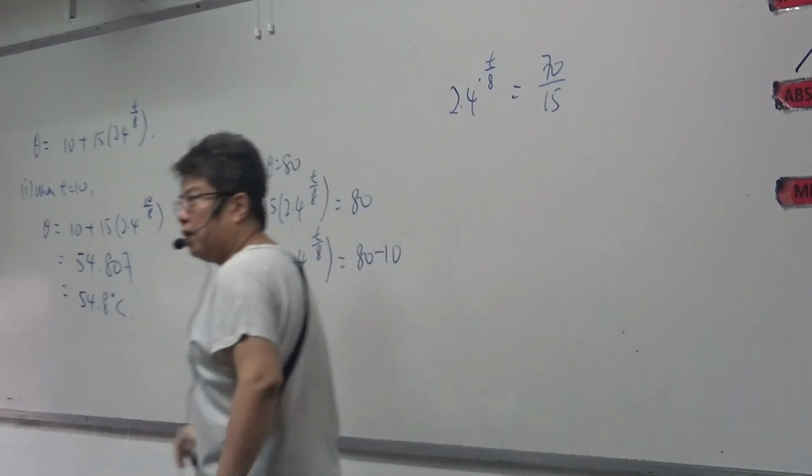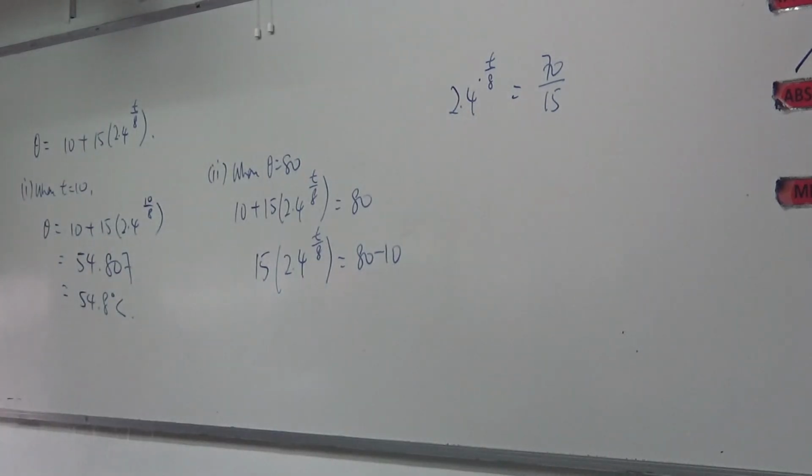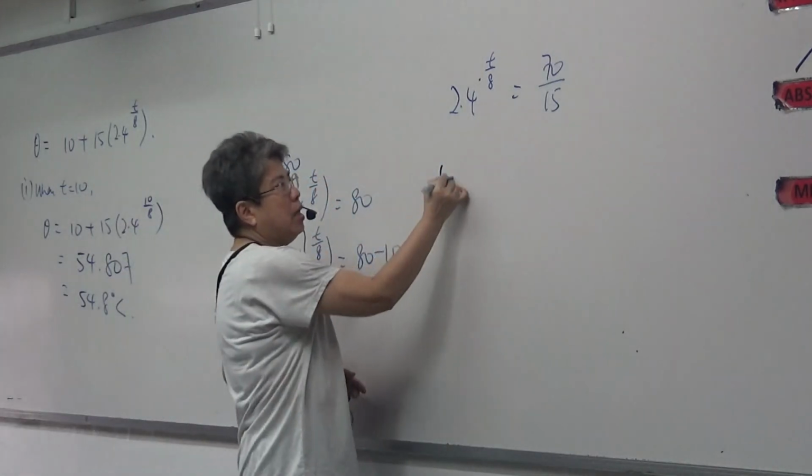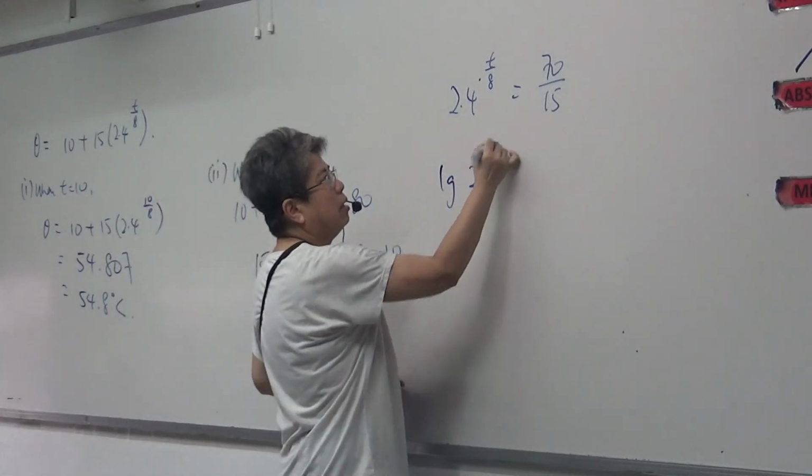That means 2.4 to the power of t over 8 equals 70 divided by 50, right? Correct. What is 70 divided by 50? Never mind, just leave it there, because if you write off the term, you get errors. Now, how to bring out this t?